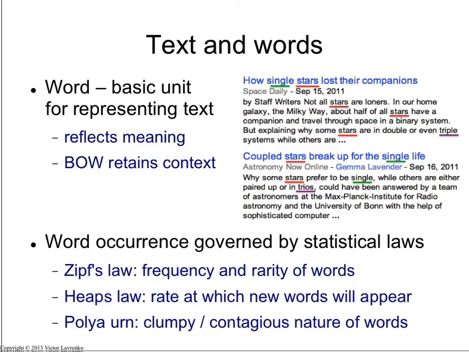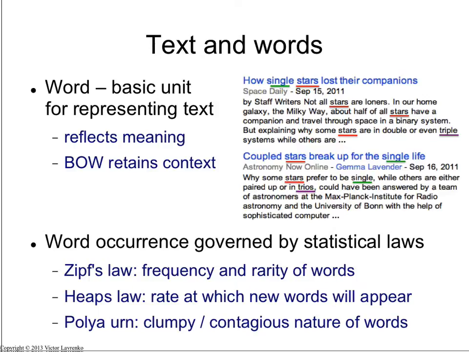And once we put multiple words into a same bag, we retain the context in which the words occurred in the documents. So we have our little example again with two news stories. Both stories talk about the stars and single stars versus double stars and how some stars lose their companions. And if you look at the documents, there is not much in terms of string overlap between them. They're written using different sentences. But individual words co-occur across the two documents.